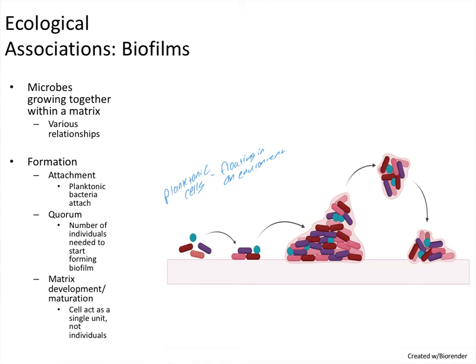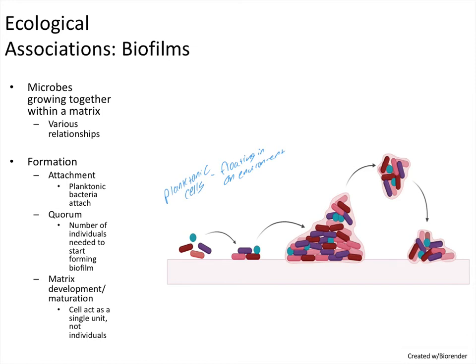So the number of cells to start a biofilm varies. There's not just one number I can give you. It depends on the type of cells we're talking about, depends on the type of environment, depends on potentially nutritional factors, pH, stuff like that. But whatever that exact number of cells is, once that is reached, a quorum is formed. When the quorum is formed, the matrix begins to develop, and the matrix engulfs and protects all of these individual cells that are living within it.